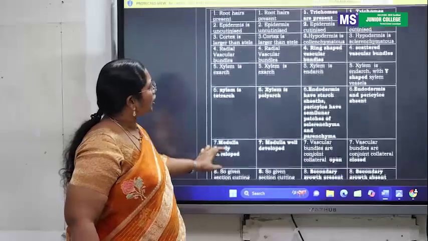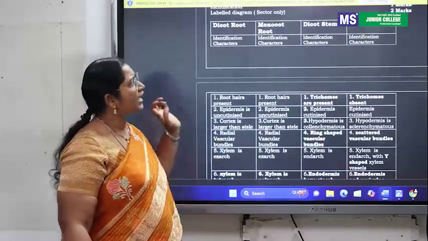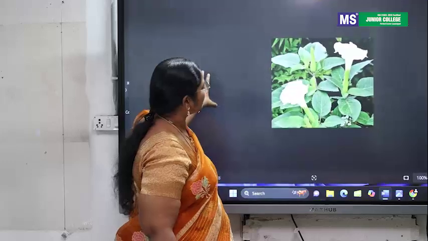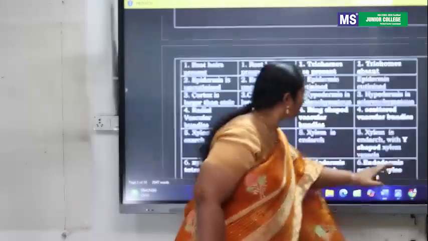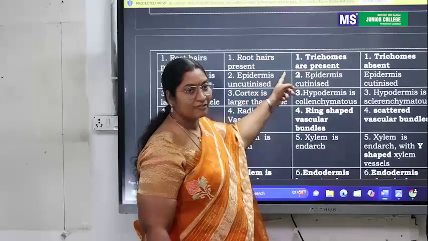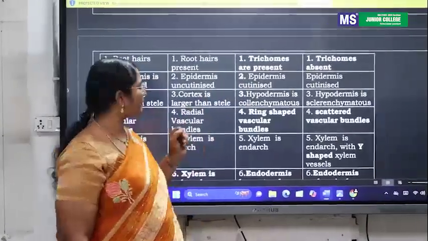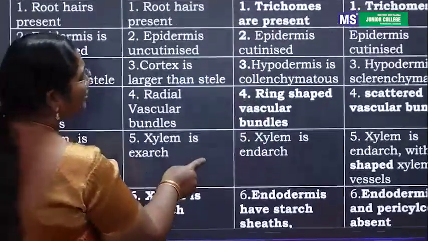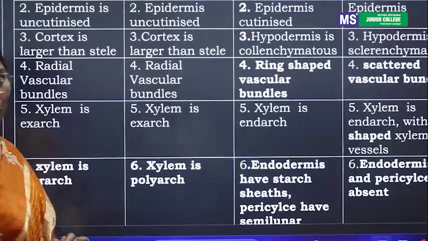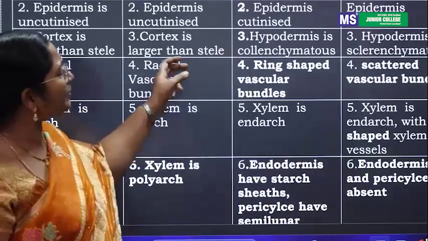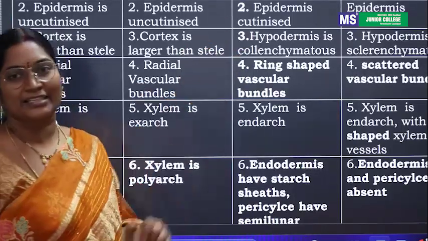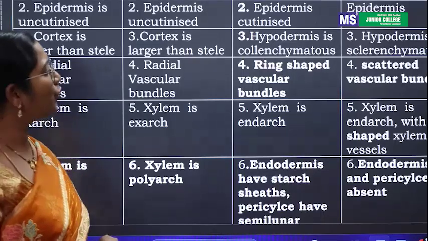Now let us concentrate on the other two, dicot stem and monocot stem. These are identification characters. In the case of dicot stem, trichomes are present. If it is monocot stem, trichomes are absent. And in both cases of stem, the epidermis contains cutin, whether it is monocot stem or dicot stem. Hypodermis is collenchymatous in the case of dicot stem, and hypodermis is sclerenchymatous in the case of monocot stem.